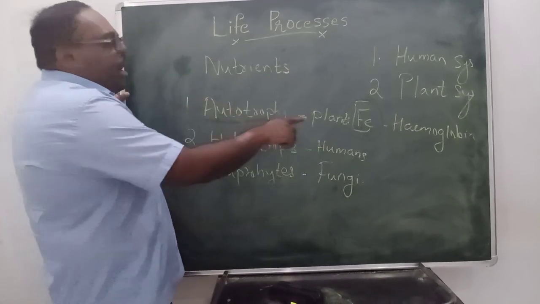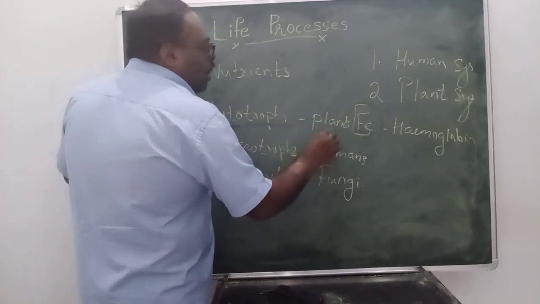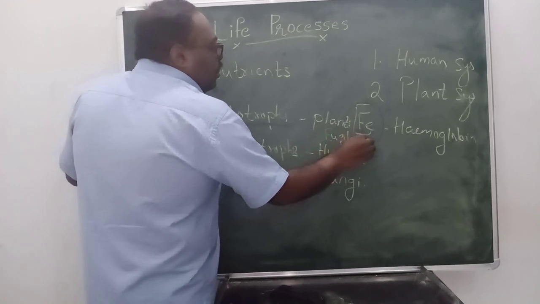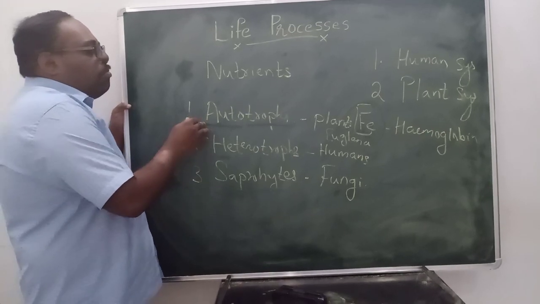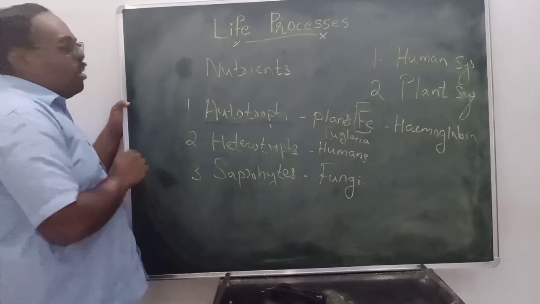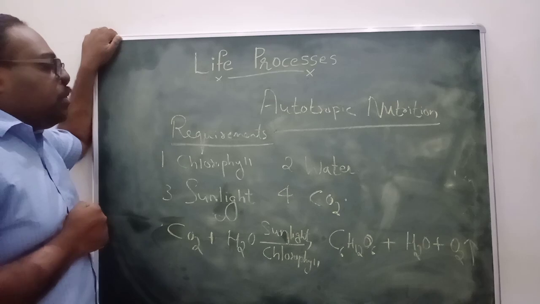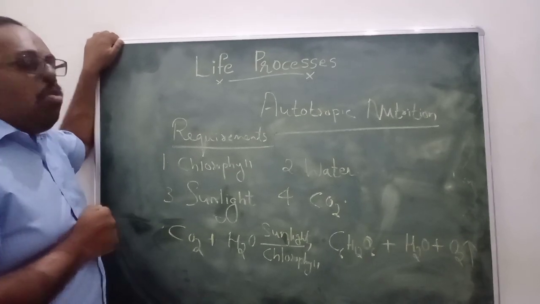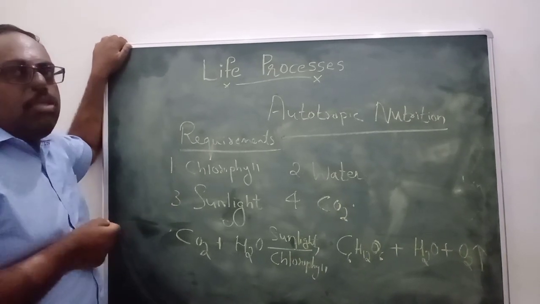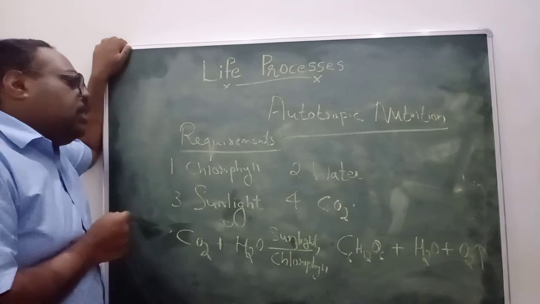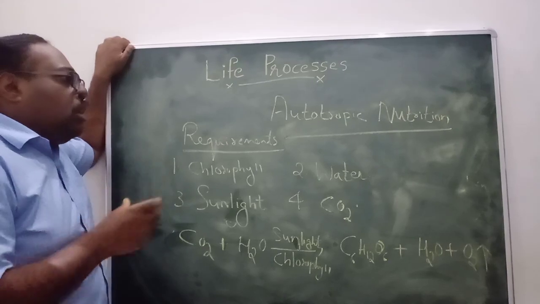And it is not only plants. There are some microorganisms also, for example Euglena. These microorganisms can also produce their food on the basis of autotrophic nutrition. First, we will come to autotrophic nutrition. Autotrophic nutrition mainly depends upon plants or any organism which has chlorophyll inside. So we have to know what the requirements are for autotrophic nutrition.